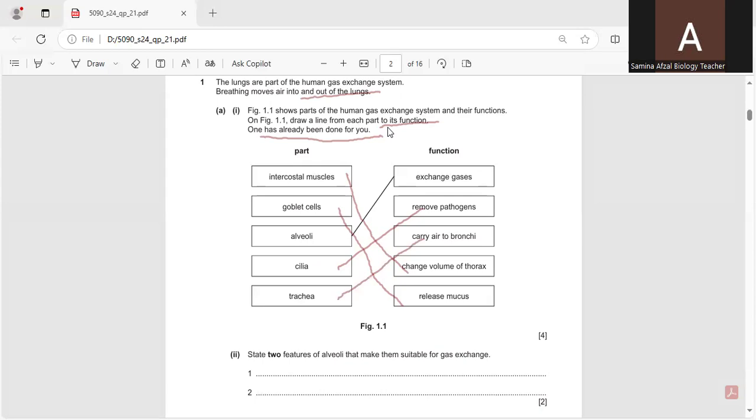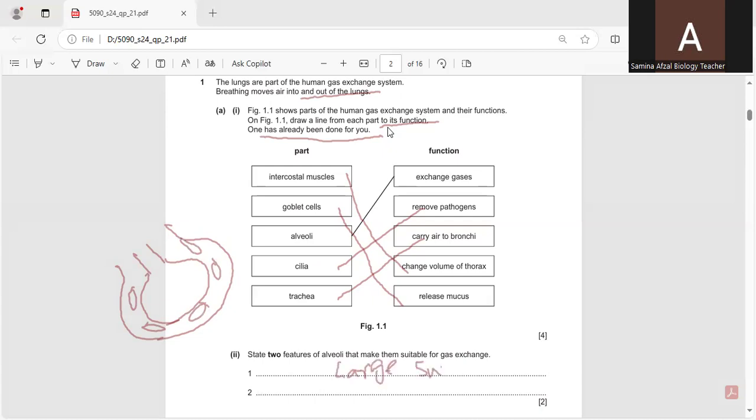The next question, state 2 functions of alveoli that make them suitable for gas exchange. The function of the alveoli is the exchange of gases, and you know, students, the alveoli are the balloon shaped structure at the end of the bronchioles, and the blood capillaries are around them. So in this way, they are meant for gaseous exchange. You can say they have balloon-like shape, due to which they have large surface area.